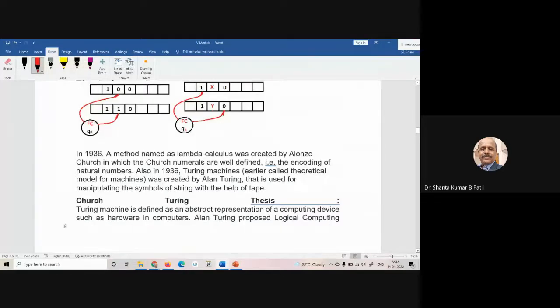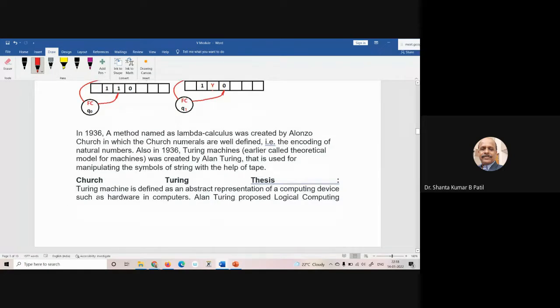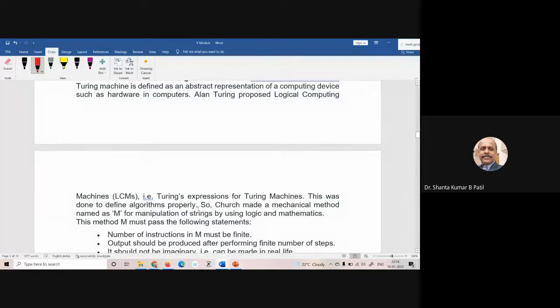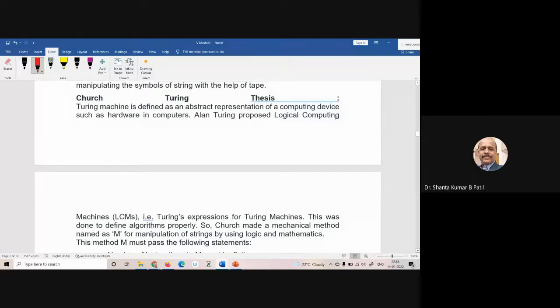So a question is asked one time on the Church-Turing thesis. The Turing machine is defined as an abstract representation of a computing device, such as hardware in computers. Alan Turing proposed logical computing machines, Turing machines. This was done to define algorithm properly. So Church made a mechanical method, and Turing made a logical computing machine.